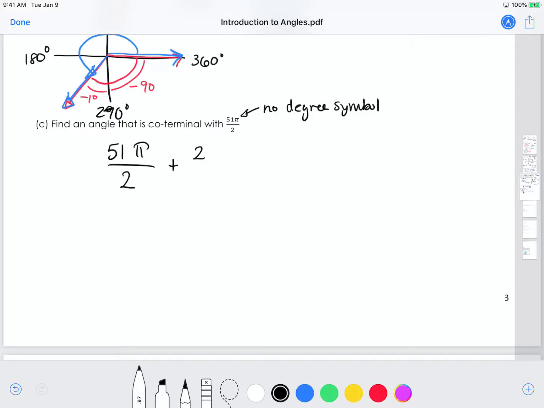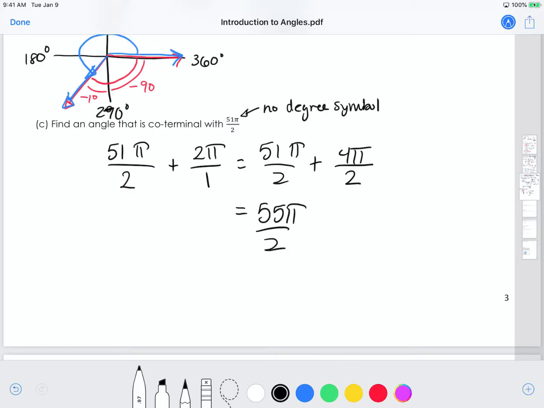So if I add 2 pi, I would have to find a common denominator. So I would multiply the top and the bottom of 2 pi over 1 by 2. That would give me 4 pi over 2. And now I can add them. So I would get 55 pi over 2. So that is one of the many coterminal angles we would have with 51 pi over 2. I could also subtract 2 pi. As long as you're adding or subtracting multiples of a full rotation, you're going to get coterminal angles.